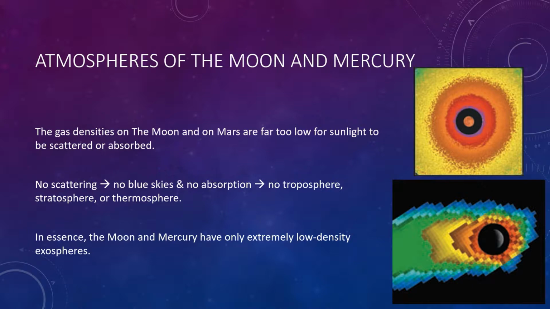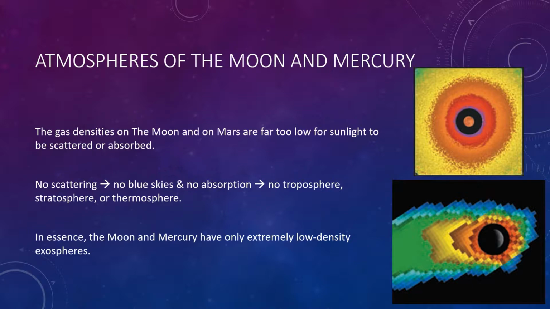We usually don't think of the Moon and Mercury as having atmospheres, but that does not mean that they are totally devoid of gas. However, their gas densities are far too low for sunlight to be scattered or absorbed. As a result, this lack of scattering means that even in broad daylight, you would see a pitch-black sky surrounding a bright sun. The lack of absorption means that their atmospheres do not have a troposphere, stratosphere, or thermosphere. In essence, the Moon and Mercury have only extremely low-density exospheres, without any other atmospheric layers.